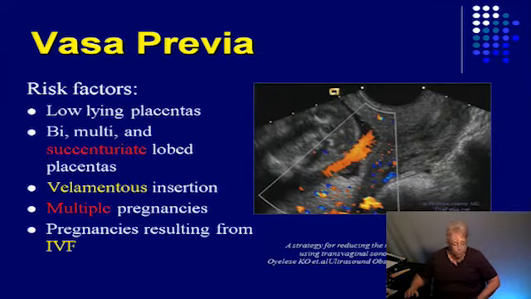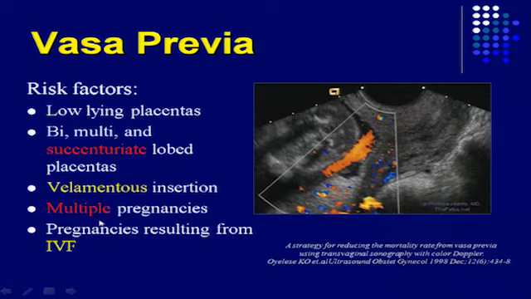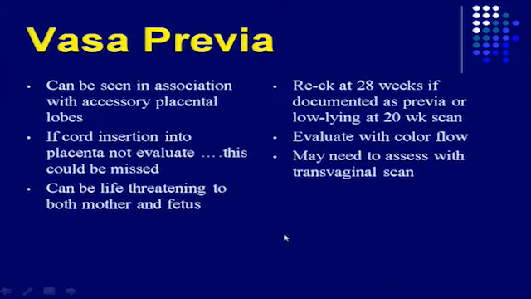So vasa previa, the risk factors are low-lying placentas, the bilobed, multi-lobe, succenturiate lobe placentas, because of all these connections from the main lobe over to the other lobe, the velamentous cord insertions, multiple pregnancies, a much higher risk for having abnormal cord inserts. So make sure that you do look at that. And here's that article going over that. So vasa previa can be seen in association with accessory placental lobes. If the cord insertion is not evaluated, this can be missed, can be life-threatening to both the mom and the fetus. Recheck it at 28 weeks if it was diagnosed as a previa.